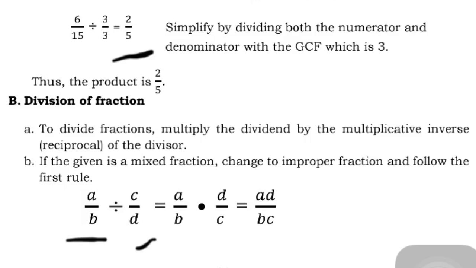Since we're going to multiply the dividend by the reciprocal of the divisor, we're going to have a over b, the dividend, times the reciprocal of the divisor c over d, which is d over c. You just interchange the numerator and the denominator, so it's times d over c. The result will be a times d over b times c.